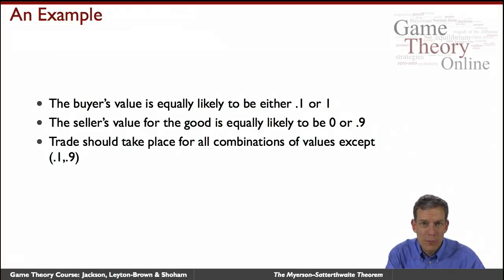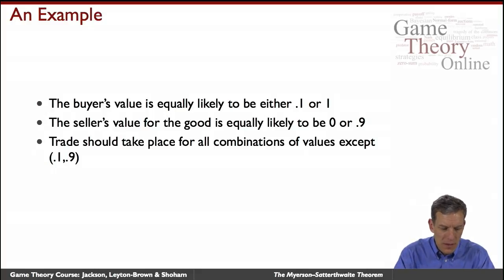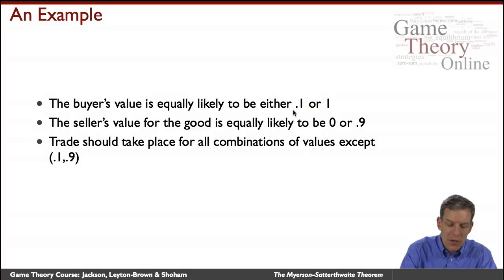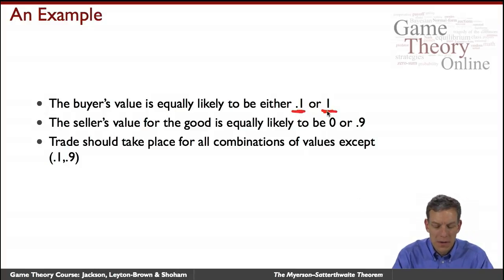Okay, let's do a very simple example, which will be useful in illustrating and actually proving the main theorem here. So let's think of a situation where the buyer's value can either be very low, 0.1, or high at 1. And the seller can either think that this thing's worthless, a value of 0, or they're really attached to it at 0.9. So we've got these two values for the buyer and two values for the seller.